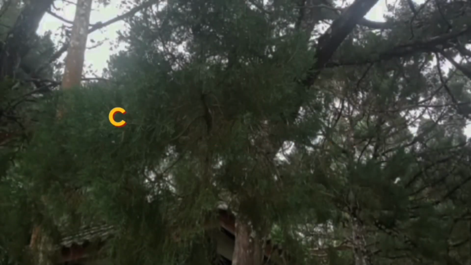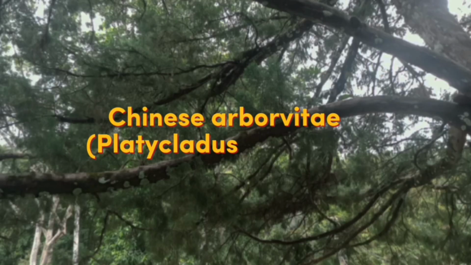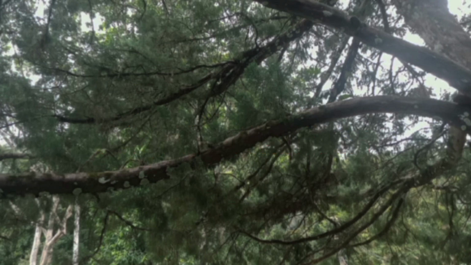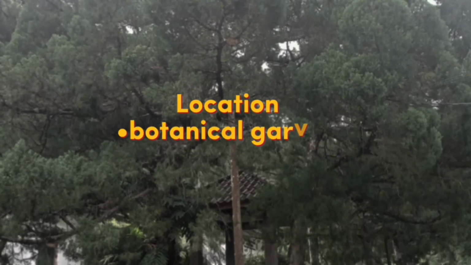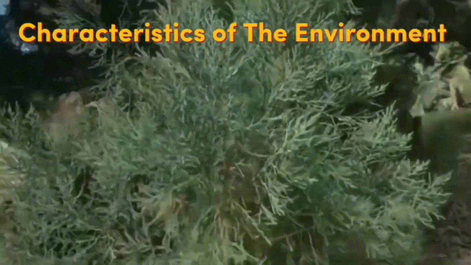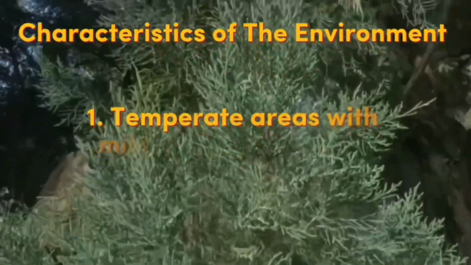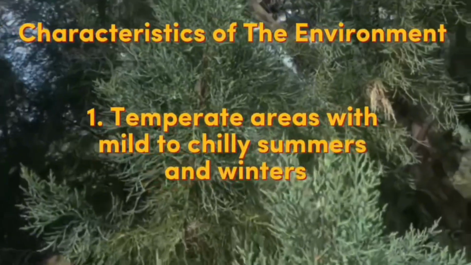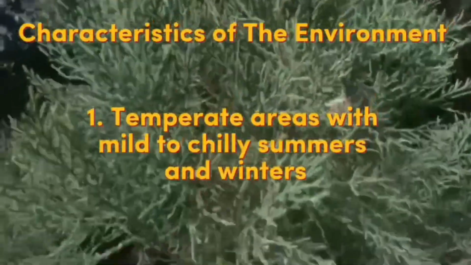We have Chinese arborvitae, which is also known as Platycladus orientalis. This was located at Botanical Garden Penang and also USM Penang. The characteristic of the environment where these plants are found are temperate areas with mild and chilly summer and cold winter, which are ideal for Chinese arborvitae growth.